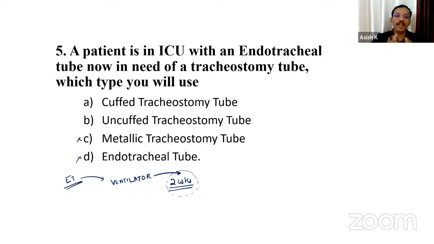In that case, there is no role for an uncuffed tube. It is always a cuffed tube. And a PVC cuffed tracheostomy tube is the standard nowadays. In olden times, metallic tubes were used for malignancy and purposes like that. But since it doesn't have a cuff, you don't think about that. So this is again a simple question, which most of you would have got right, I'm sure.